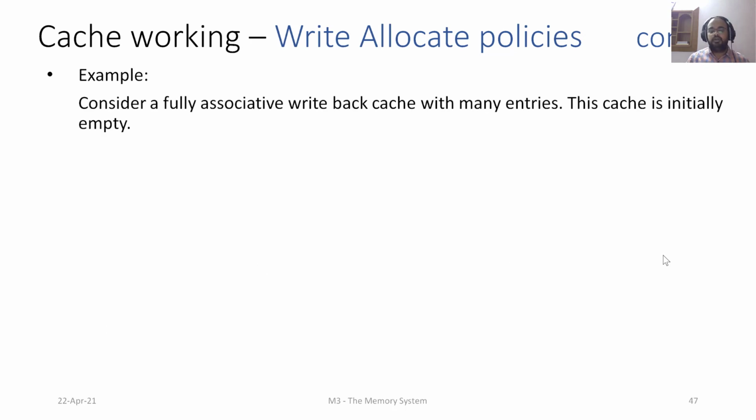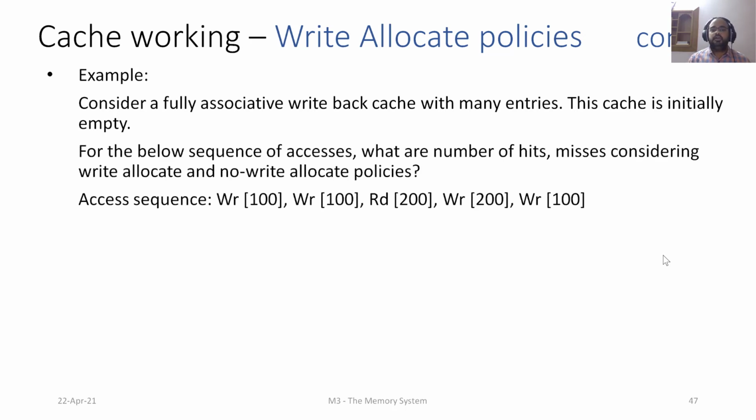Now a quick example on how they can affect the hit rate and miss rate. Let's consider a fully associative cache here, and let's consider a write back cache, and also assume that we have a cold start, meaning that all the contents of this cache are 0. Now let's say the sequence of accesses is something like this.